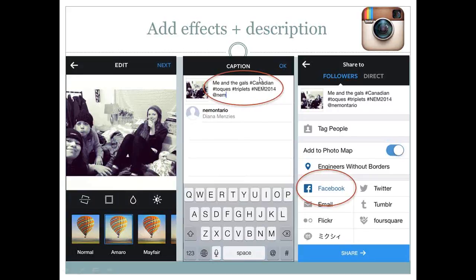Add in your caption, and it's exactly the same thing as Twitter. You can put hashtags, all of these different things. NEM, obviously this year will be 2015. This example was from last year.